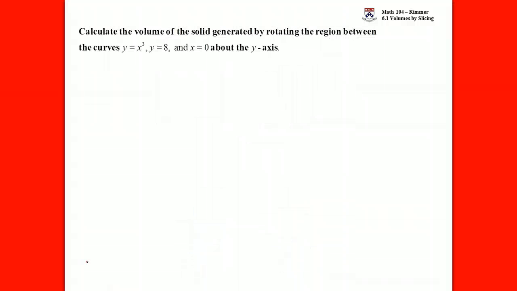Let's go do that problem. It'll be written like this. And it's your job to get the graph. You'll have to know what y equals x cubed looks like. You have to know what y equals 8 looks like and x equals 0. You have to take those and graph them.